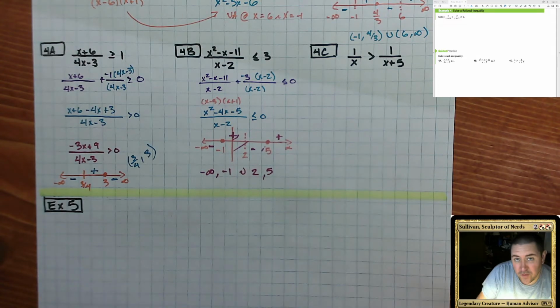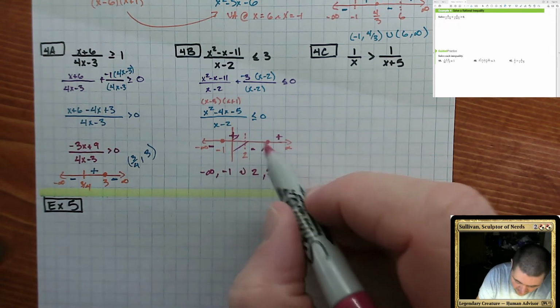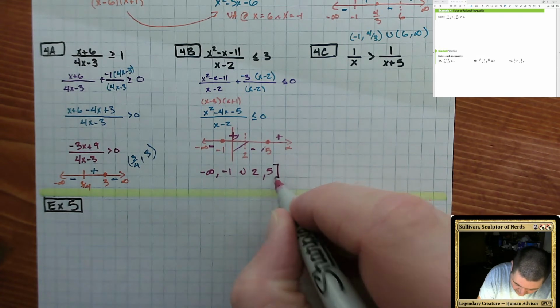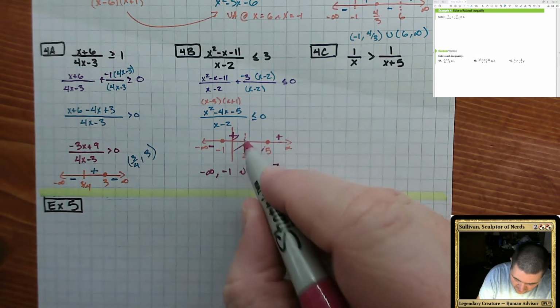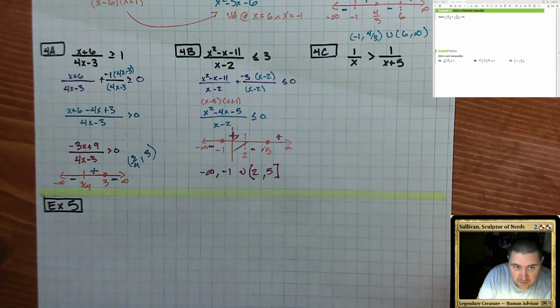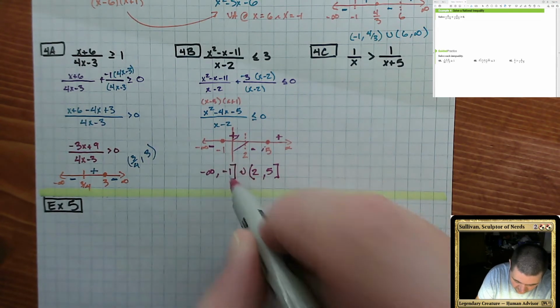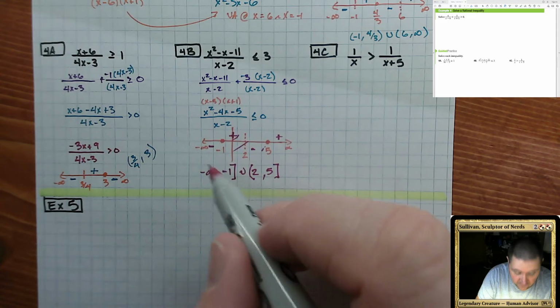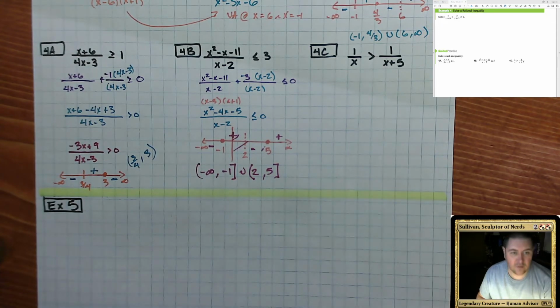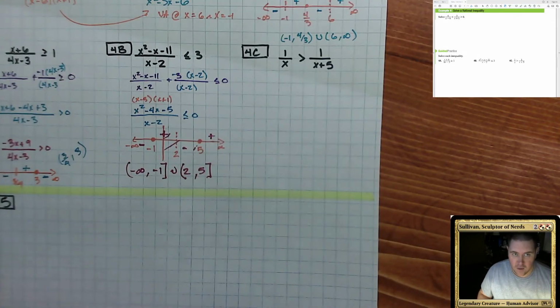The question is parentheses or brackets. At an x-intercept, I can have brackets. At an asymptote, I can't. At an x-intercept, I can have brackets. At infinity, I can't. And one more time.